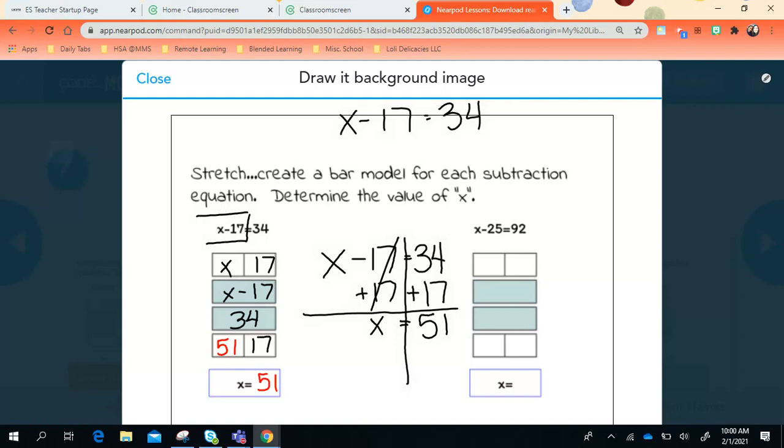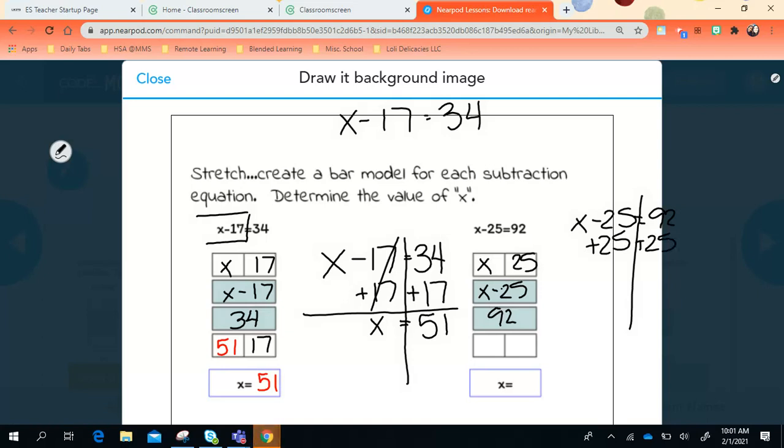Okay, so we have x minus 25. Make sure you're writing it correctly. And we have 92. So again, I'm always going to write the other way to do it on the side, because you guys are going to have to be doing this eventually. So what is the inverse of subtraction? It's what? Addition. So I'm adding 25 to both sides.